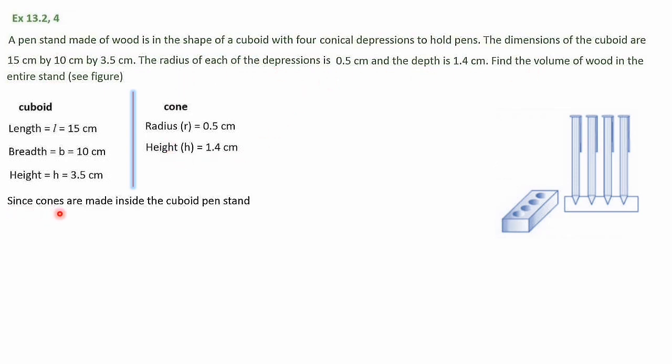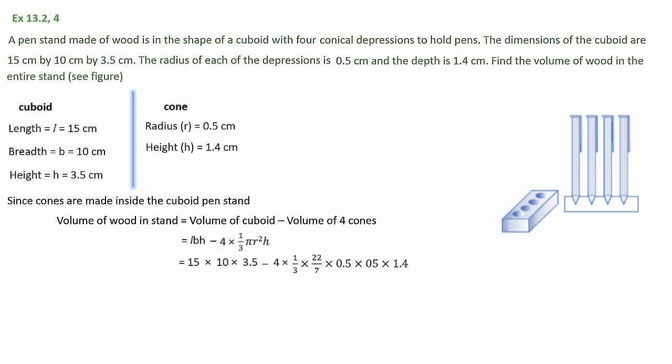As I mentioned before, the cones are made inside the cuboid pen stand. Volume of wood in stand is equal to volume of cuboid minus volume of 4 cones. Since these 4 cones are removed from the cuboid, we have to subtract them. That is, volume of cuboid is L into B into H minus 4 into volume of 1 cone, that is 1 by 3 pi r square h. Here the two shapes have different dimensions, so I am substituting into the formula directly.